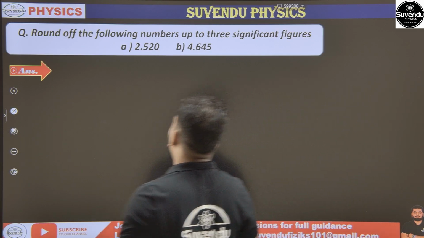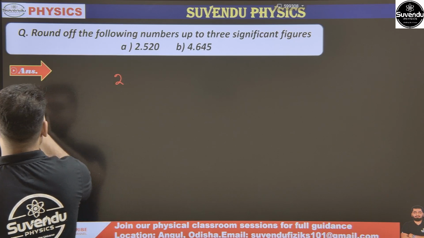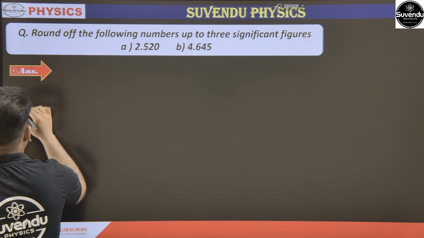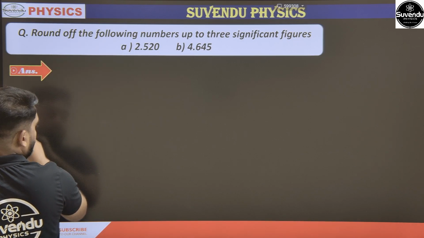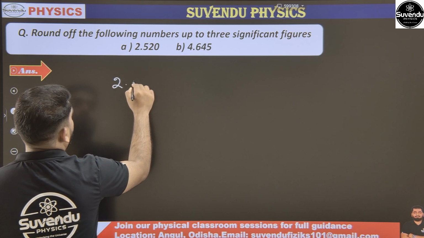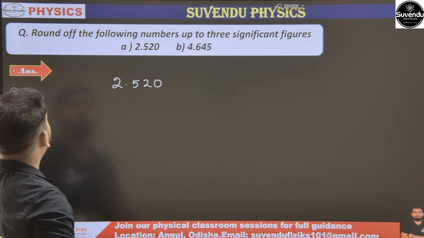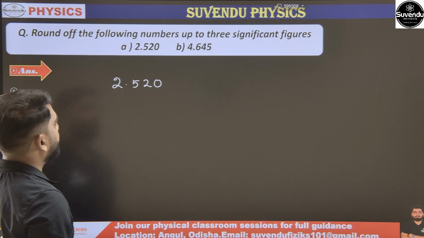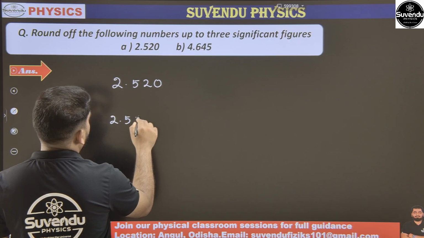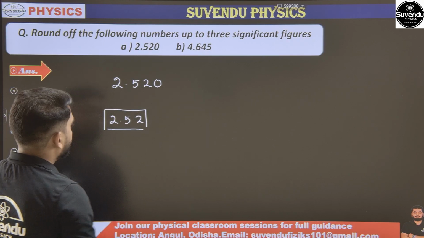ओके, तो पहला क्वेश्चन 2.520. So answer should be reported, sorry, round of the following numbers up to 3 significant figures. तो राउंडिंग अप पे, राउंडेड अप टू 2.52. देखो, so here 3 significant figures are available, here 4 significant figures are available. This is the answer of the first question.